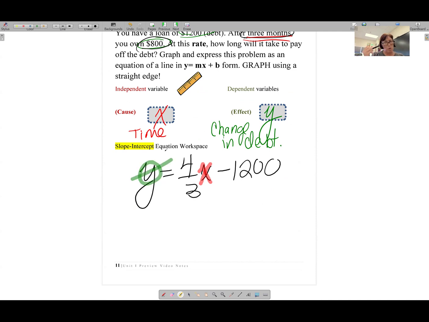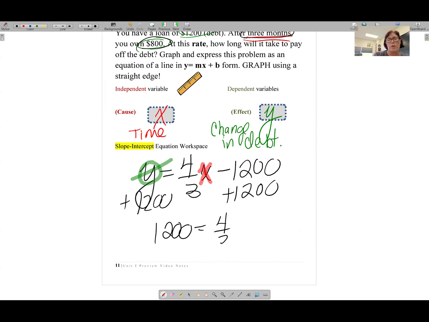So we solve here. Let's get x by itself. We're going to add 1,200. We end up with 1,200 equals 4/3 x. Multiply by the reciprocal. Cancel. 4 goes into 12 3 times.